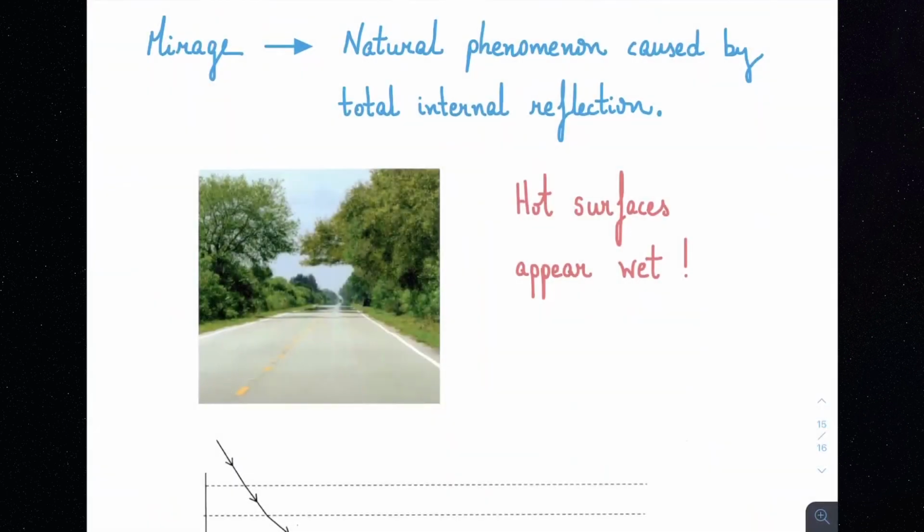And here we have a natural phenomenon caused by total internal reflection called mirage. Basically, it makes hot surfaces, such as hot roads, appear wet, as shown in this photo here. It may also lead to fake visions of water in the desert, for instance, which is obviously a very dangerous thing. Now let's see why this happens and how it is related to total internal reflection.